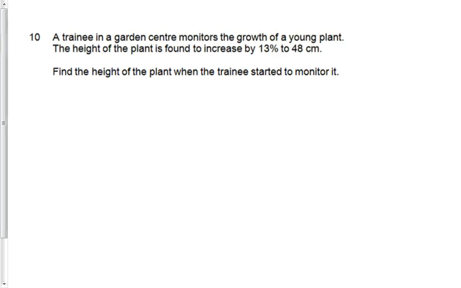Question 10. A trainee in a garden center monitors the growth of a young plant. The height of the plant is found to have increased by 13% to 48 centimeters. Find the height of the plant when the trainee started to monitor it. Well, when he started to monitor it, it was at 100% of its height. At 48 centimeters, it's now at 113% of its height. 113% is equal to 48 centimeters. We want to know how tall it was when he started. We want to know what it was at 100%.